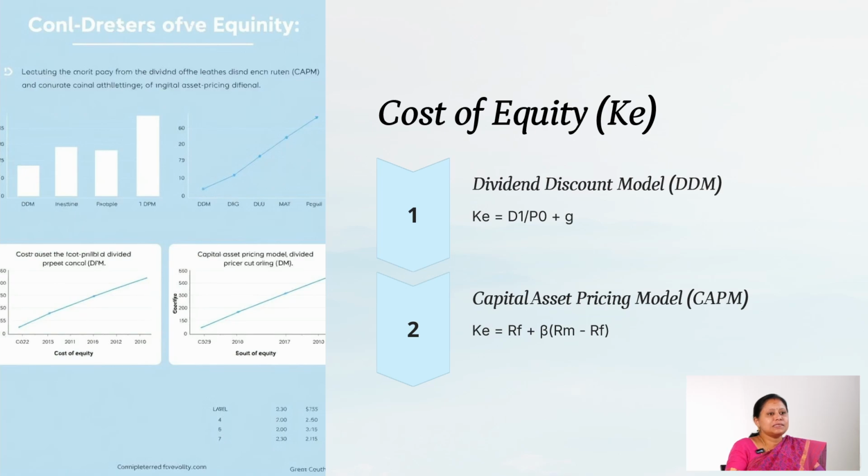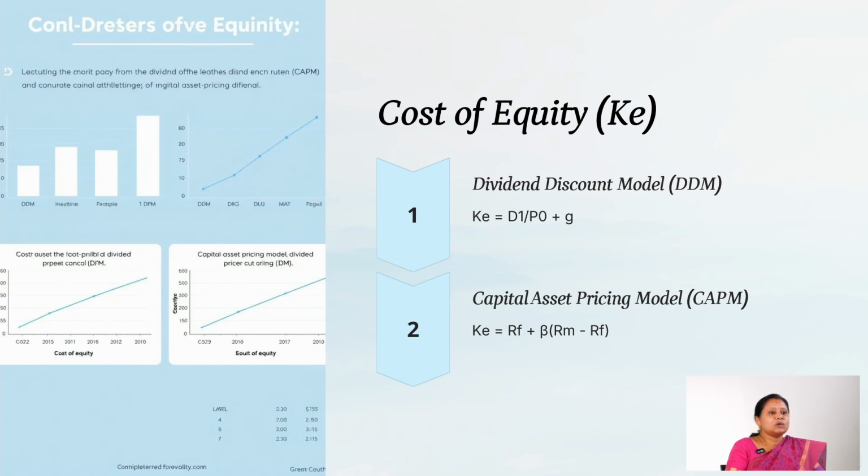Let's move on to the next slide to discuss cost of equity. Cost of equity is the return required by shareholders, which tends to be higher than debt due to greater associated risk. Two primary methods of calculating it are the dividend discount model and the capital asset pricing model.